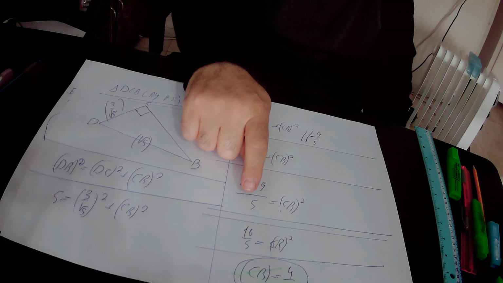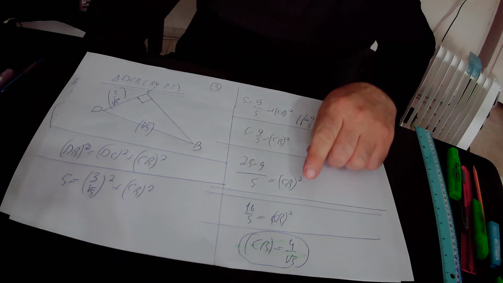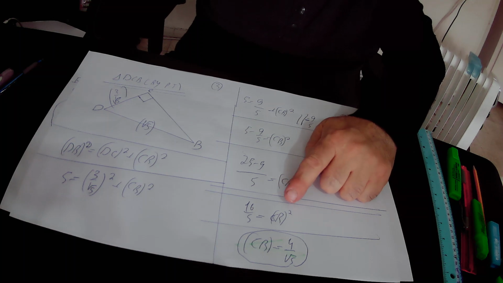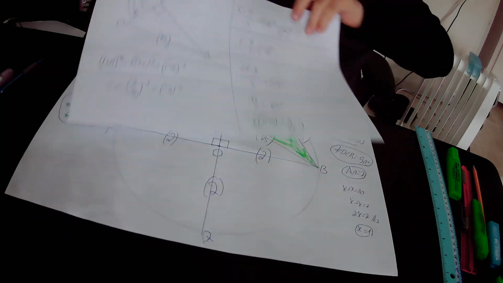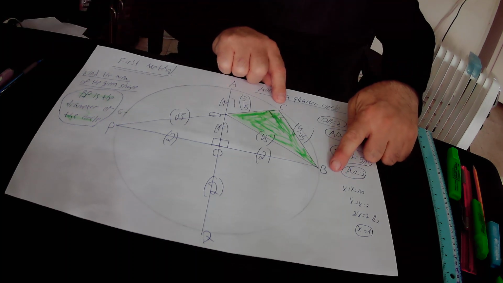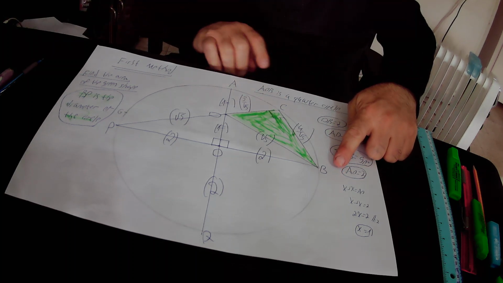We took the square root of this equation and finally found out that CB, the missing side CB, equals the square root of 16, that is 4, over square root of 5. So the missing side CB equals 4 over square root of 5 units in length.